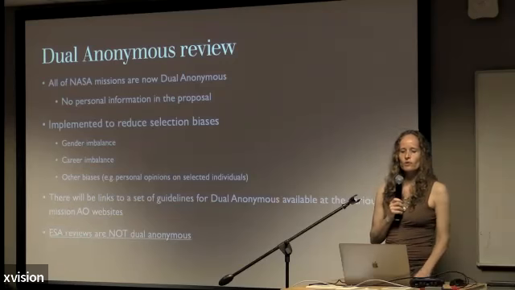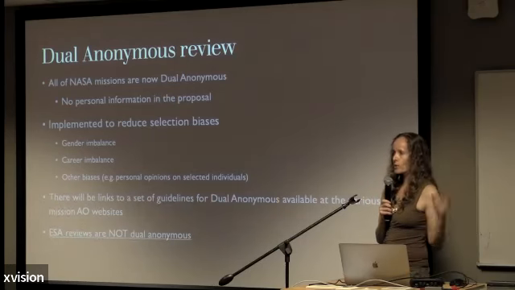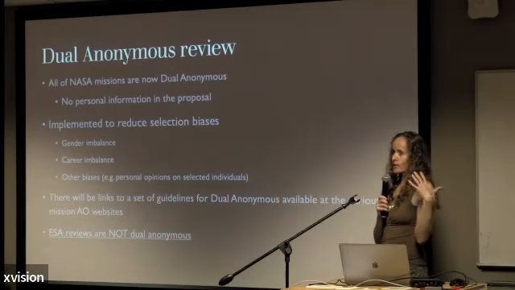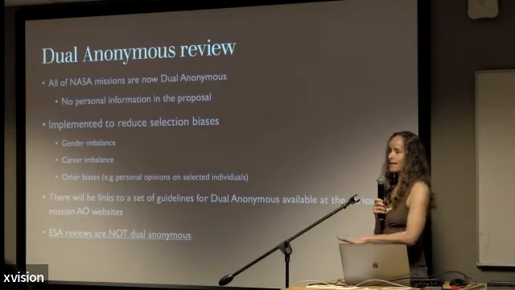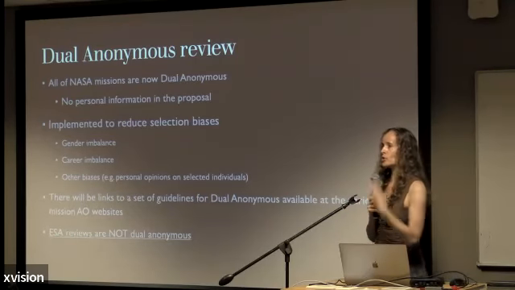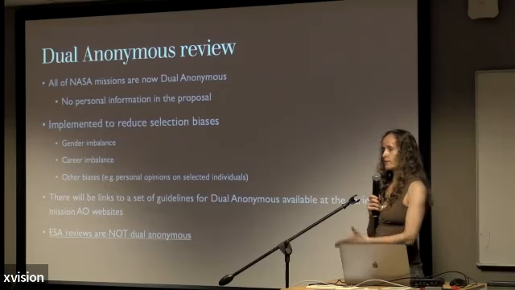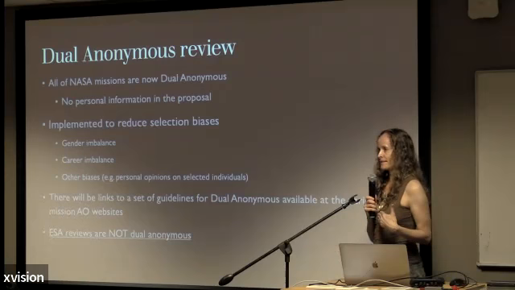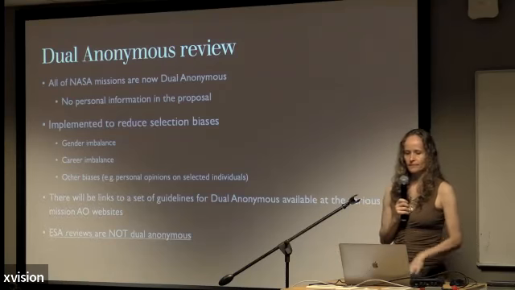Okay, so dual anonymous review is what NASA has now. A dual anonymous review means that no personal information goes into the proposal. As the proposer, you can't say who you are, and you can't say who's on your team. It's completely anonymous, and dual anonymous means you don't know who reviewed your proposal. So they don't know who you are, and you don't know who they are. All you see in the end is a score and comments on how well your proposal did.